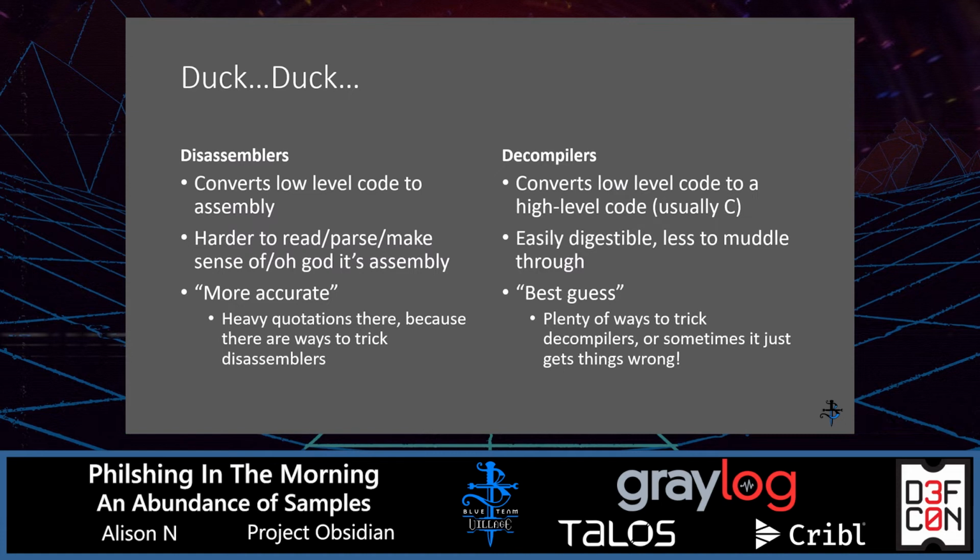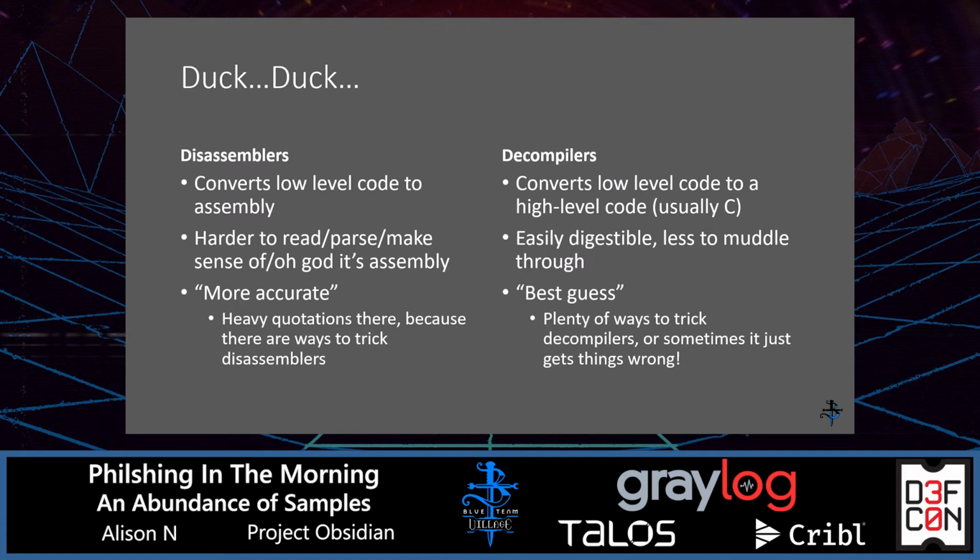So disassemblers convert the low-level code to assembly. It can be a little bit harder to read and parse, because it is assembly. While it is more accurate, I'm putting quotes there, it's pretty much as direct a translation as you can get from the binary to readable code. But there are ways to trick disassemblers and obscure the code as much as possible so it's not immediately readable.